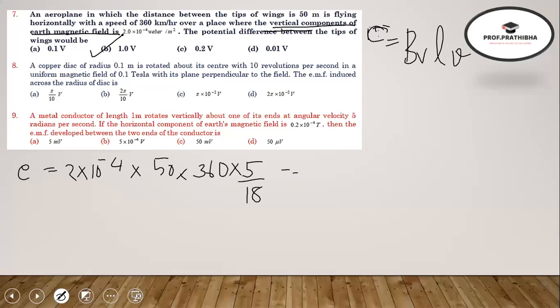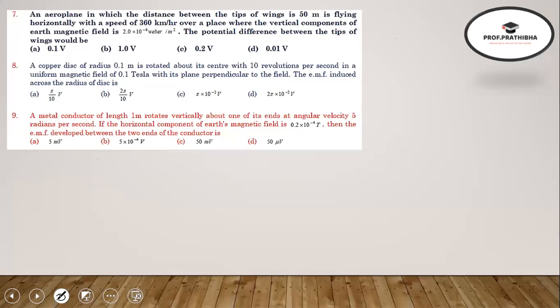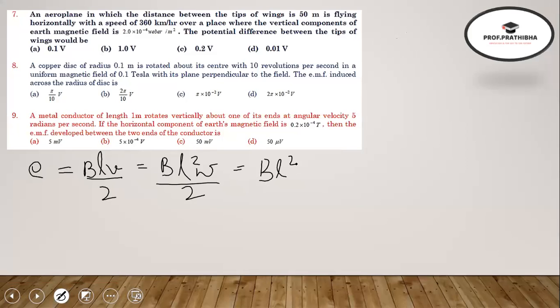Now, whenever we talk about a rod rotating, remember, we had a formula which was BLv by 2, which is BL squared omega by 2, which is B pi L squared f. We had three formulas. So whenever I talk about a copper disc or a metal rod which is rotating, both depend on this formula. So this is my hint, now you try.